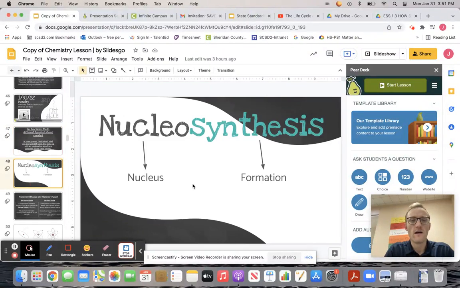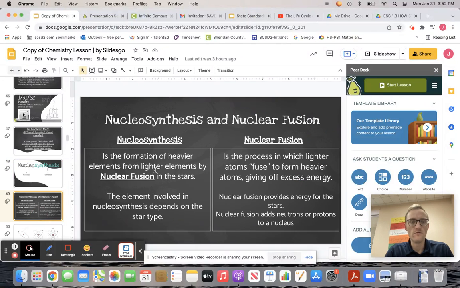Before we do that, we had 2 key words. Our first was nucleosynthesis, which we can break down to nucleus formation. So we are going to make the nucleus of atoms. Let's add this to our notes as well. I'll pause the video and write these down. Nucleosynthesis is just the formation of heavier elements using lighter elements by nuclear fusion. So we're fusing the nucleus, sticking it together, and this happens in stars. The type of element that's formed just depends on the type of star it is and where it is in its life cycle.